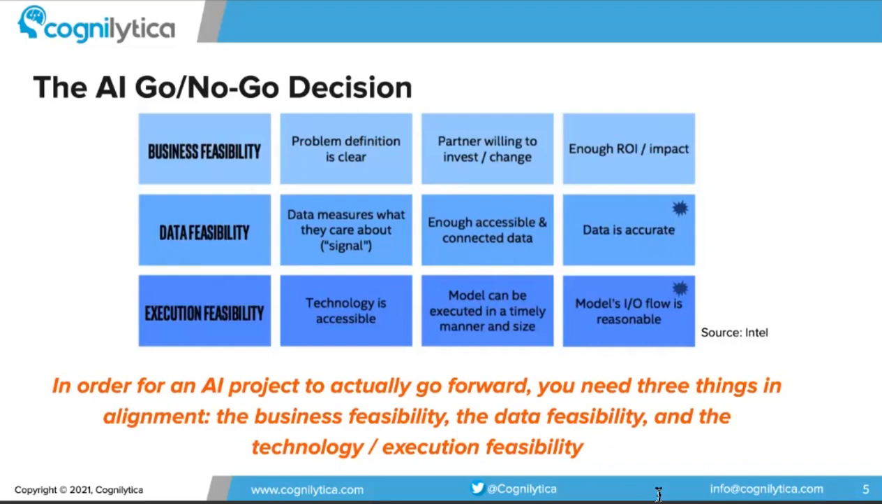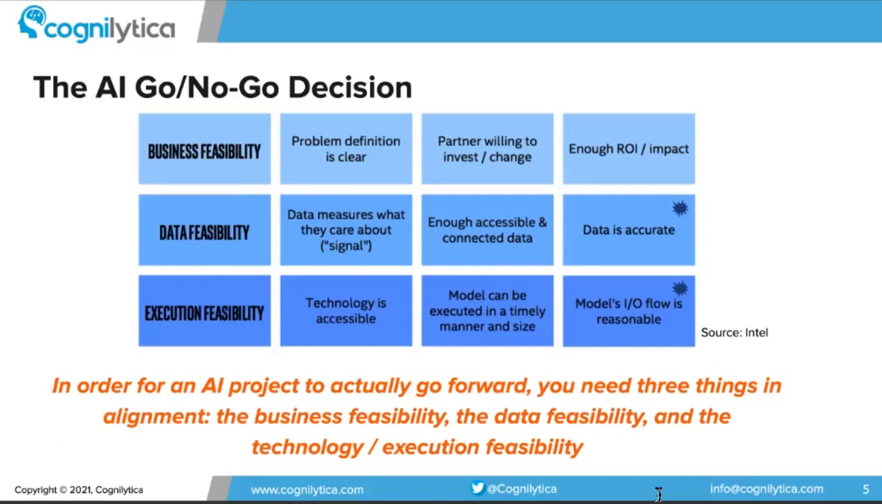One, do you have a problem definition that's even clear? Do you know what problem you're trying to solve? If not, that's kind of like the biggest no-go, right? Do you have people in your organization who are willing to change whatever they're doing now? If the answer is no, then there's no point in building a proof of concept when you can't even make the pilot a reality. And then, of course, the issue is, will this even have any impact? Those are business feasibility questions.